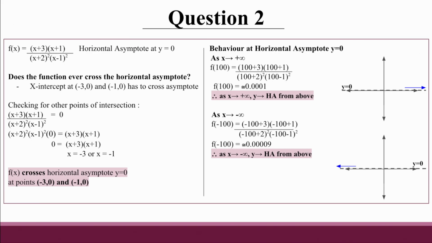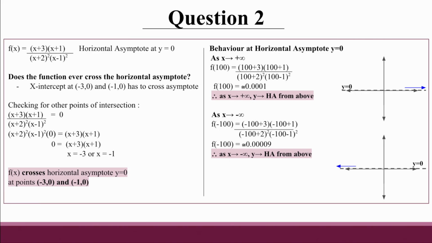Now let's check the behavior at the horizontal asymptote as x approaches positive infinity. To do so, I substituted 100 for x. F of 100 is approximately 0.0001, which means that as x approaches positive infinity, y approaches the horizontal asymptote from above. To check the graph behavior as x approaches negative infinity, I substituted negative 100 for x.